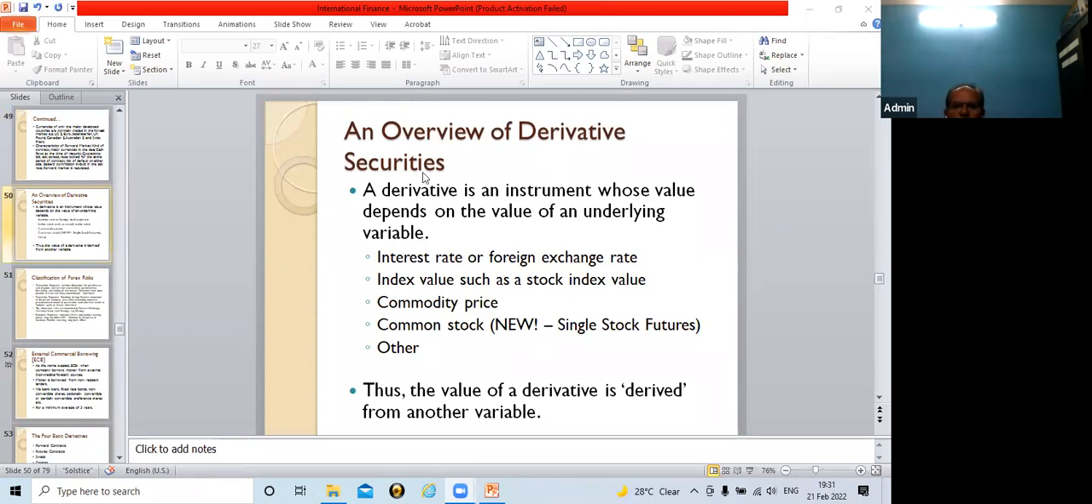Now, an overview of derivative securities. A derivative is an instrument whose value depends on the value of an underlying variable. Now, how is it? Interest rate or foreign exchange rate. When we take a loan, there is an interest rate. Similarly, there is a foreign exchange rate. Index value such as stock index value, commodity price, common stock, and if it is new, single stock future, and others. Thus the value of derivative is derived from another variable.